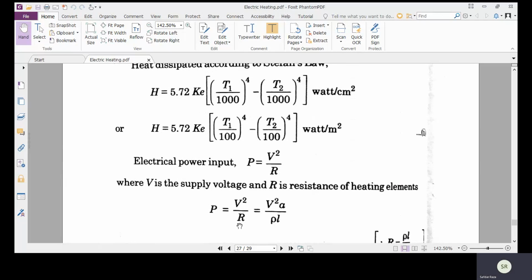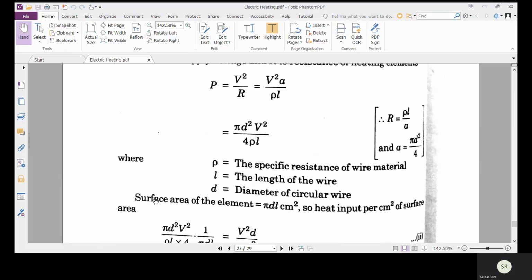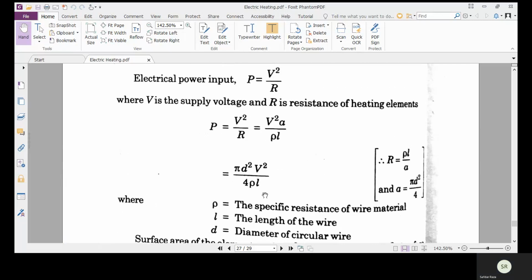Now we put the value of R, which is equal to rho L divided by A. So the denominator of the denominator becomes the numerator over here, which is equal to V square multiplied by A divided by rho L. Now what will be the value of A? A is basically the cross-sectional area. So the value of A is replaced by pi d square divided by 4.